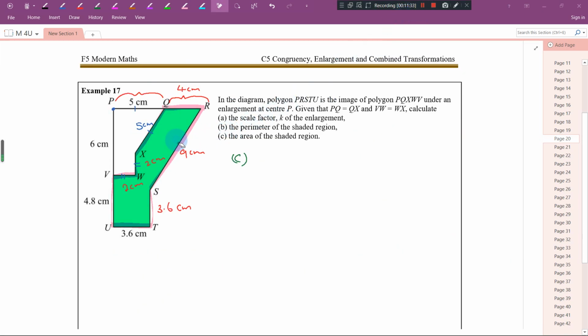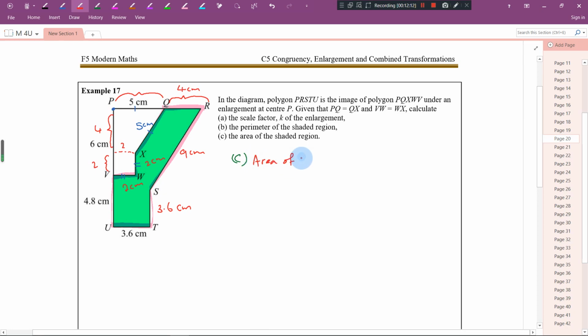To find the area of the shaded region, we need to find the area of the whole diagram first, then minus the area of this part. So this is object, this is image. Okay, let me find the area of the object first. I break this into 2 parts, so trapezium and square. So this here is 2, here will be 2 as well. And this is 2. This is 4.